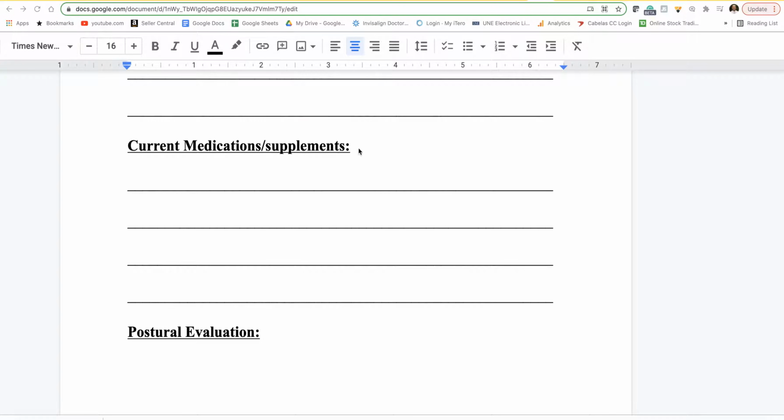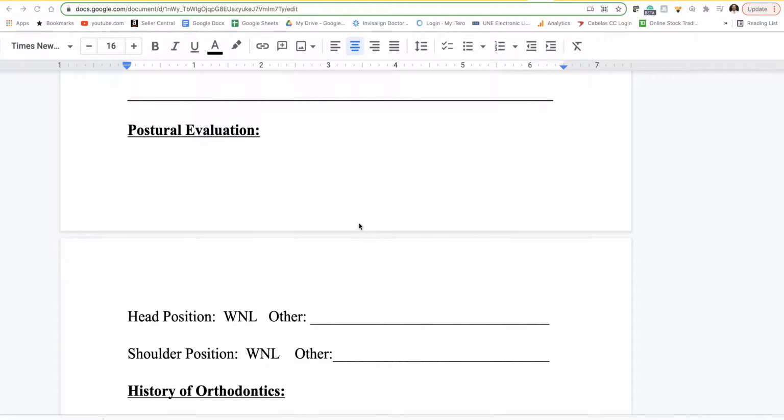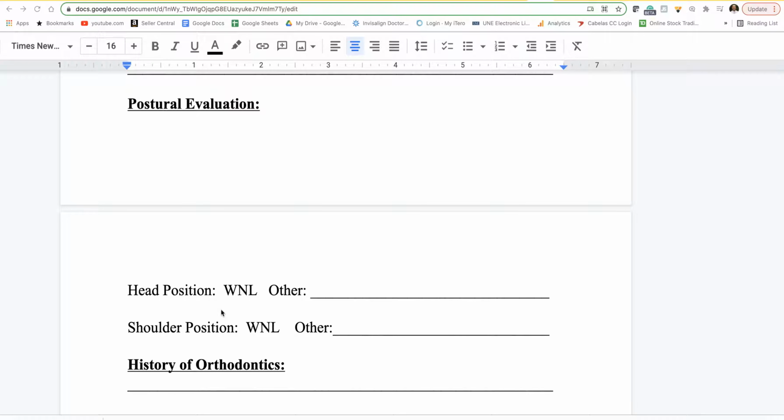Current medications and supplements, I guess at the top there with relevant medical history, omit medications for that part and put them here. Postural evaluation, we will be getting a doctor of physical therapy to come in and help us get much better at what all of this means. Head position, what's normal, what's abnormal. We're looking for very gross abnormalities.